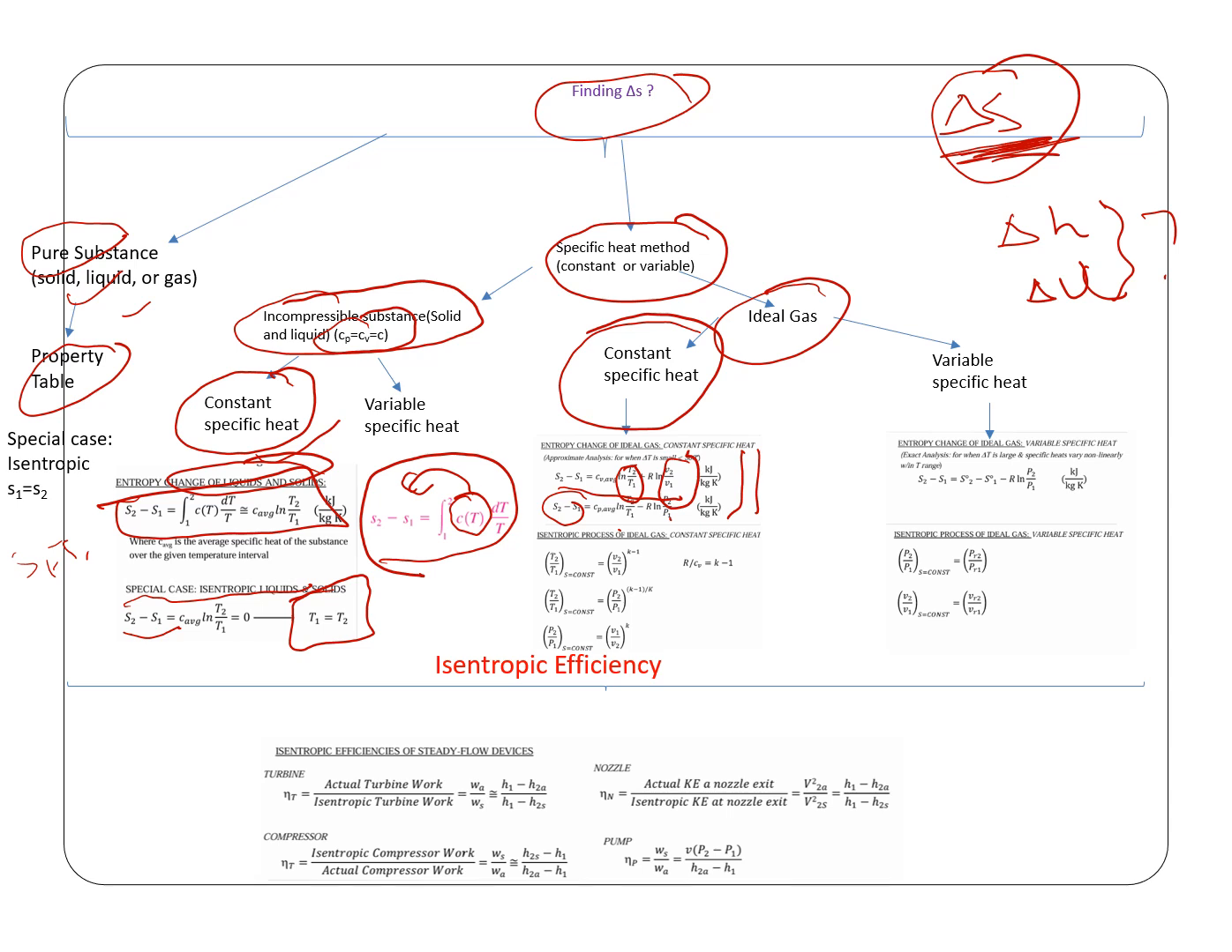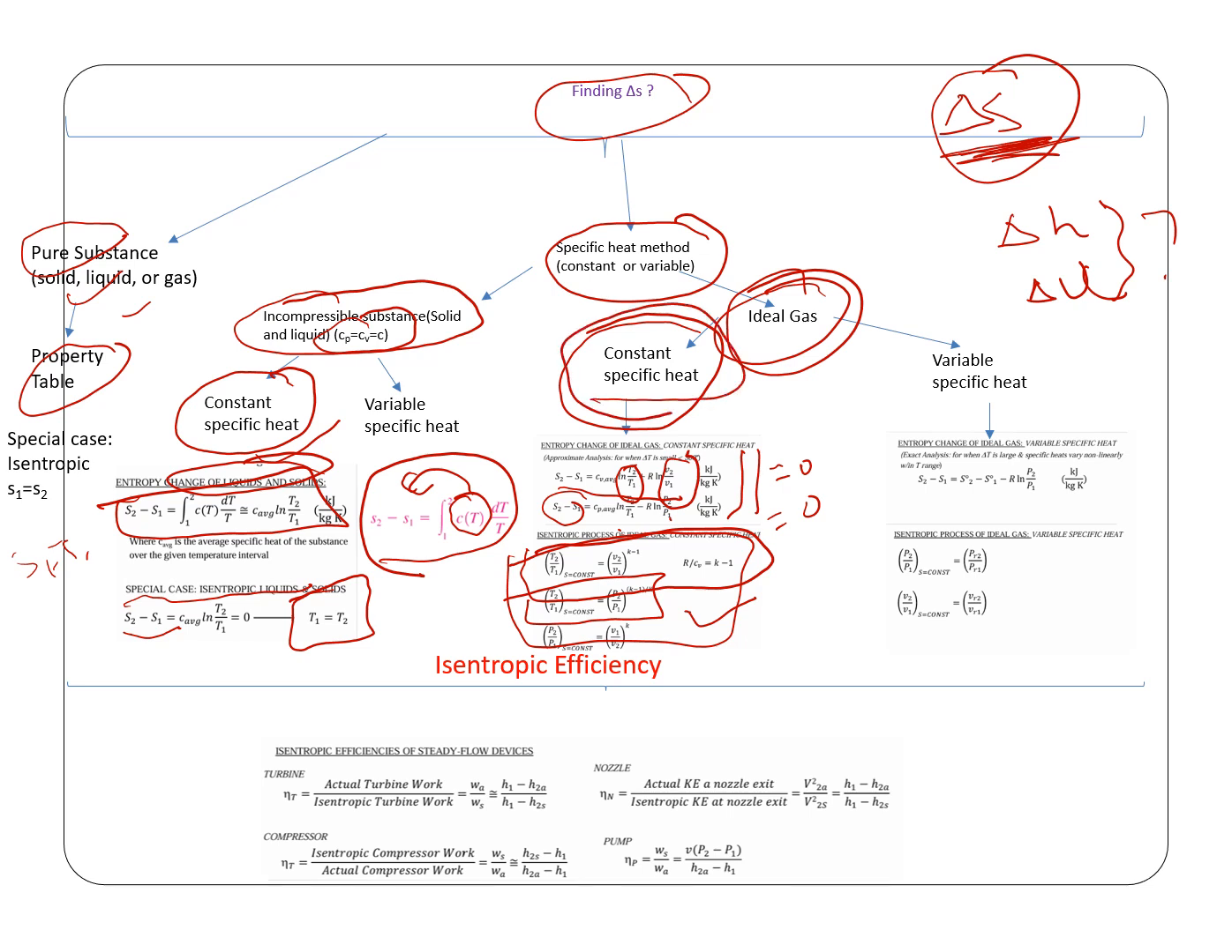Again, isentropic means when this equals 0, S1 equals S2, then the change in entropy is 0. If you equate that, this is the relation you get between temperature and pressure, temperature and volume. And remember, this can only be used for an ideal gas, don't use it anywhere else. And this is under the assumption that you have a constant specific heat.